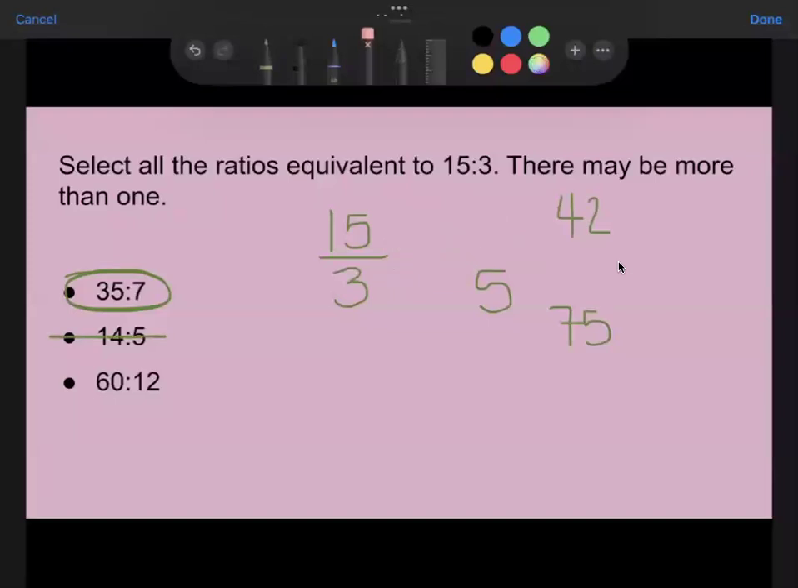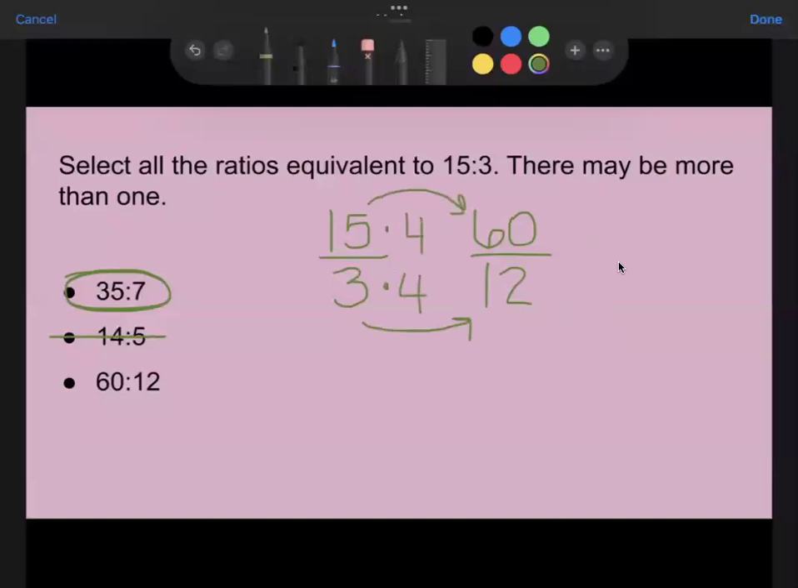Okay, last one to check. Let's check 60 to 12. Now this one we might be able to use the constant method to find because we can do 3 times 4 to get 12. So let's check and see what 15 times 4 is and see if it's 60. 15 times 4 is indeed 60. Awesome. So this one is also equivalent.